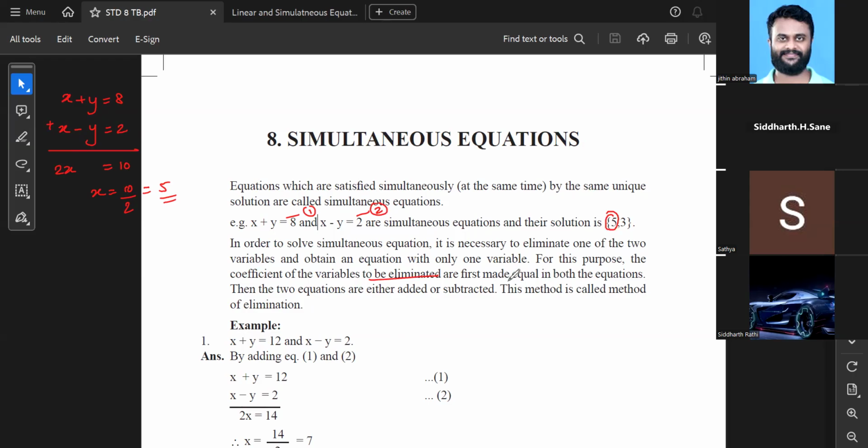first of all, we'll have to either add these two equations or subtract these two equations. Anything we can do. This process where we are adding or subtracting the equations in order to eliminate one of the variables, we call this the method of elimination.